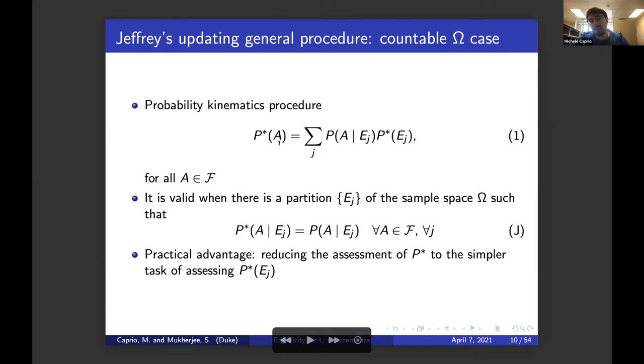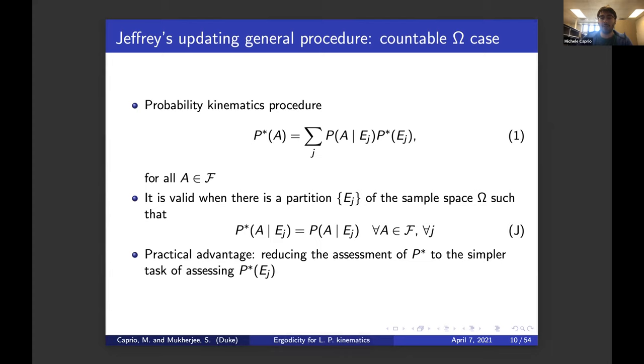So this means that the posterior of any event A, of any element A of the sigma algebra, is given by the sum of the conditional prior of A given E_j, where E_j are the elements of any partition, times the posterior of E_j. And the first thing you may say to yourself is, well, yeah, this makes sense, but I need this condition to be true, otherwise this equation doesn't hold. And that's absolutely right. And this is called Jeffrey's rule. And it basically says that this equation right here is valid when there exists a partition for which the conditional posterior is equal to the conditional prior.